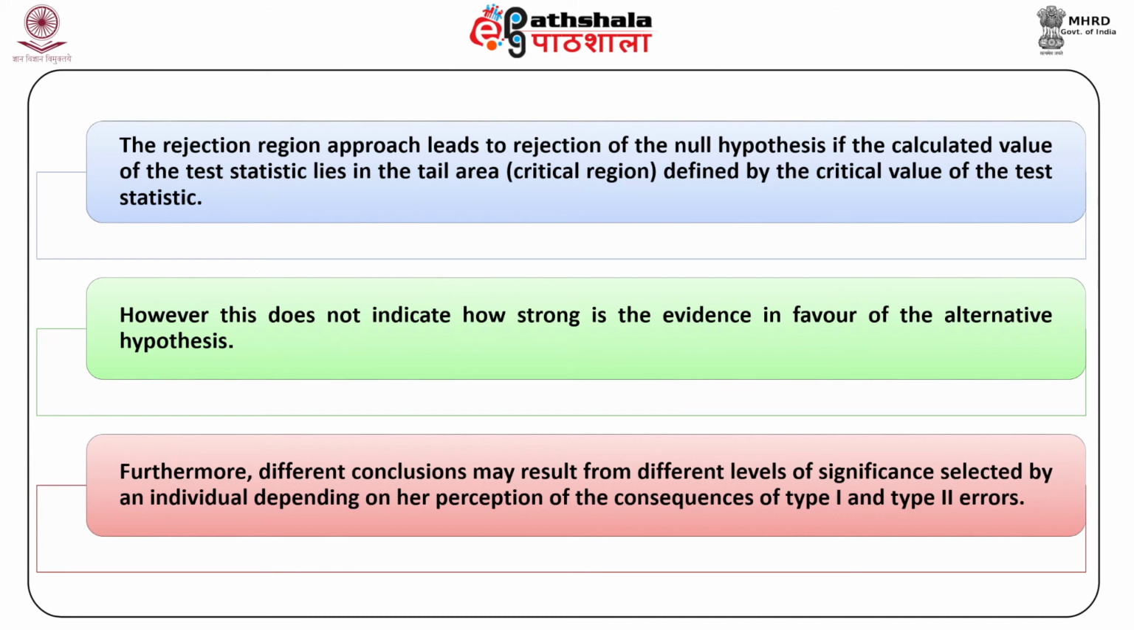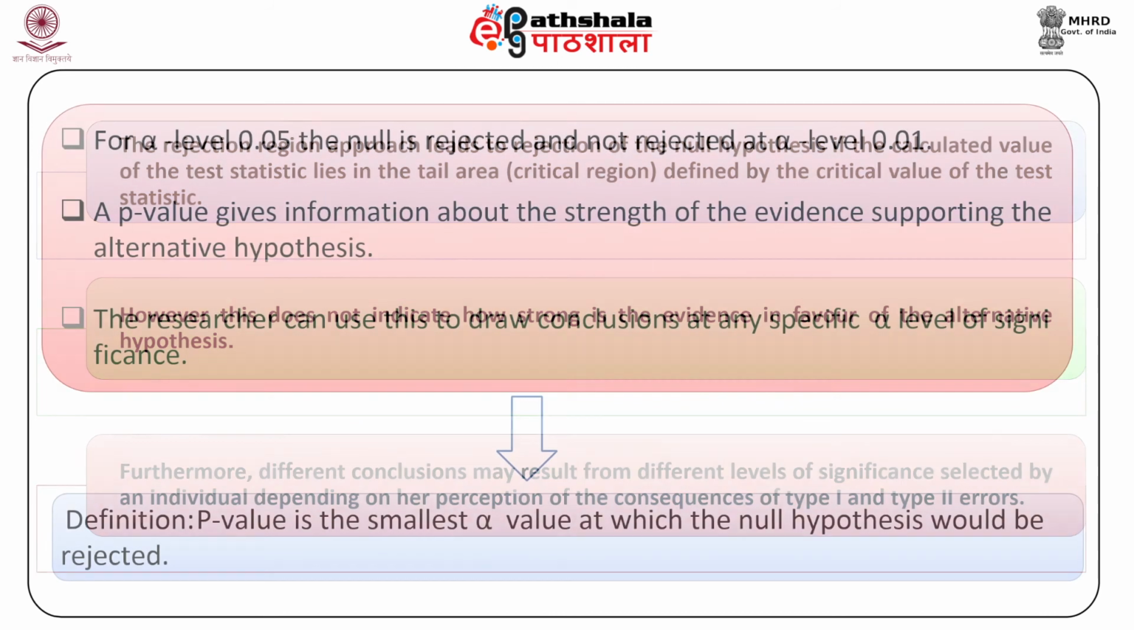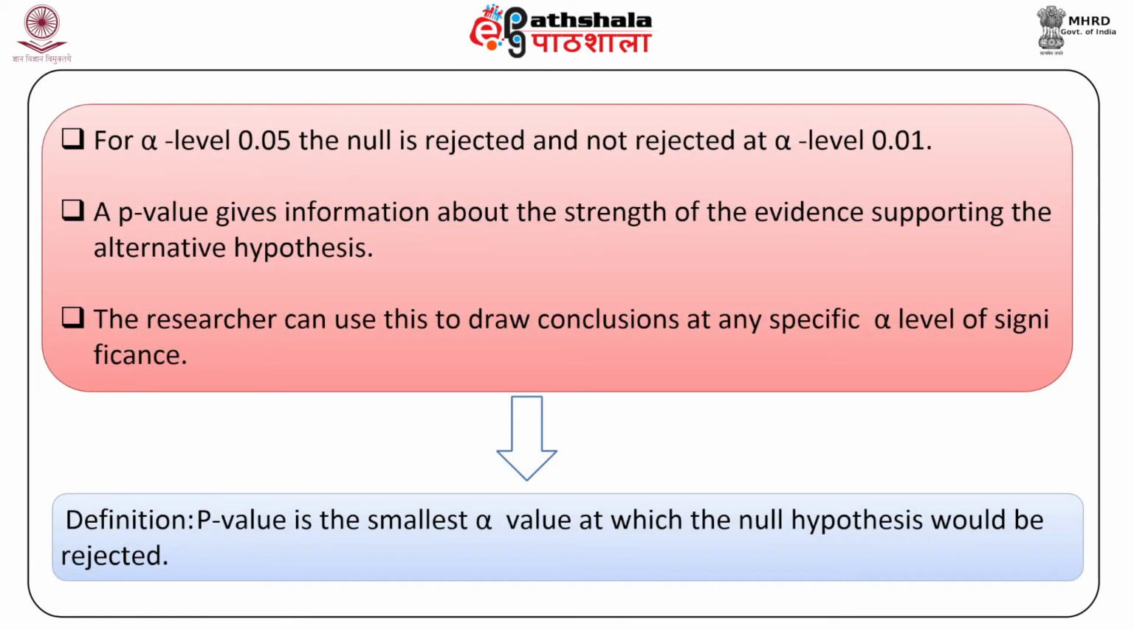Furthermore, different conclusions may result from different levels of significance selected by an individual depending on her perception of the consequences of type 1 and type 2 errors. For alpha level 0.05, the null is rejected and not rejected at alpha level 0.01. A p-value gives information about the strength of the evidence supporting the alternative hypothesis.